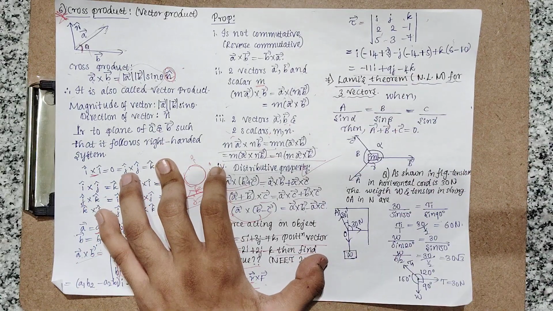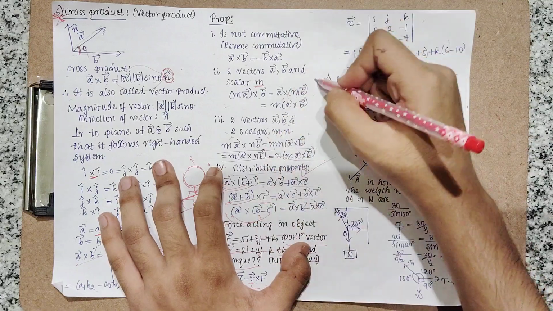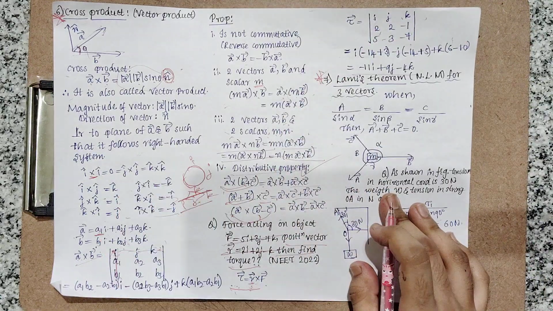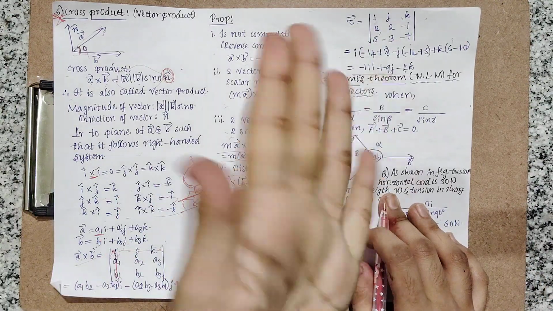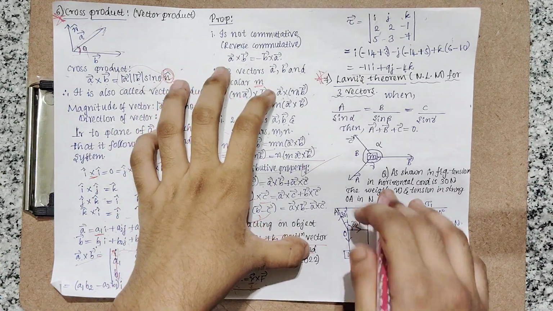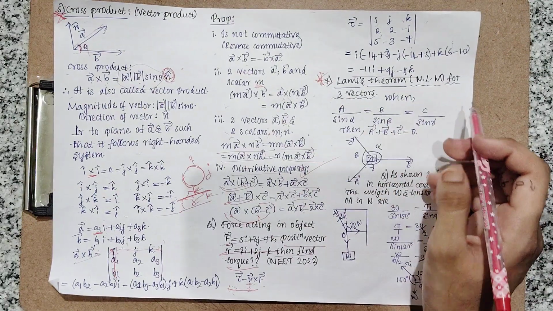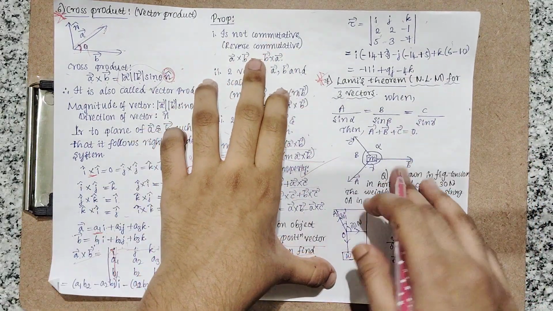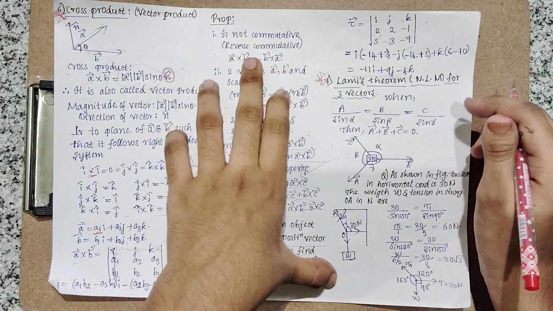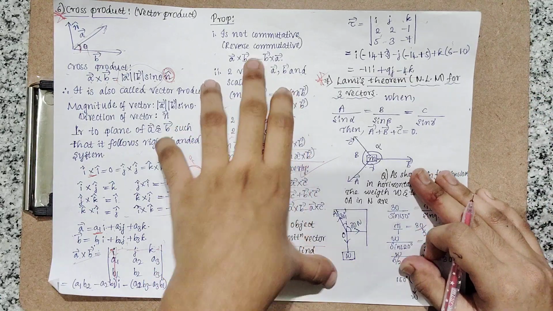And now coming to the last topic, but a very important topic, that is Lami's theorem. We study this in NLM also, that is Newton's laws of motion. For three vectors, it is defined when the three vectors are said to be in equilibrium, that is, the sum of the net forces is equal to 0. In that case you use Lami's theorem.